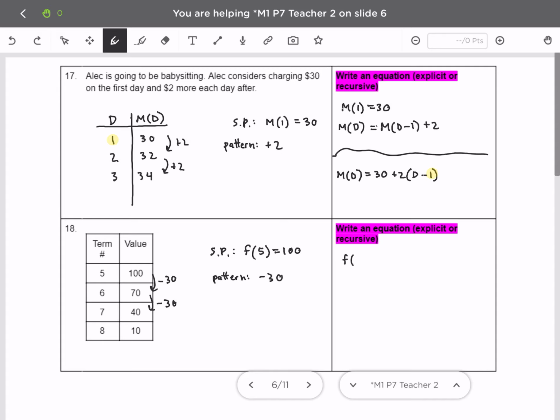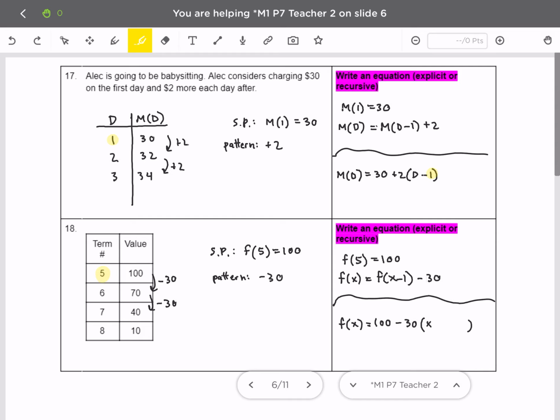So let's put it all together. We're going to say f of 5 equals 100, because you always have to start with that for a recursive equation. And then the current will equal the previous, right? That never changes. That's always the same. And now the pattern of minus 30. In terms of explicit, we know the current is equal to the starting output, then your pattern, and your input rule. So let's take a look. We know that the starting input value is 5, which means I must subtract 5 so that I can get back to 0.